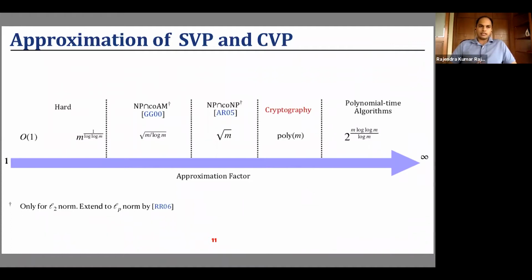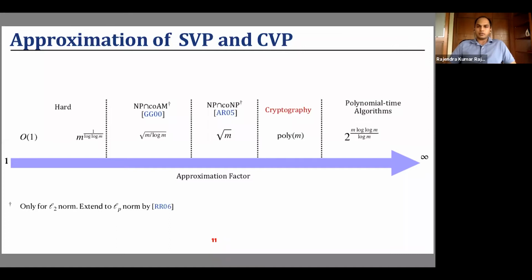So we know that at least m to the power 1 by log m approximation of SVP and CVP in different LP norms is hard. And we know that square root m approximation or square root m by log m approximation is not NP-hard. If it becomes NP-hard, then the polynomial hierarchy collapses.